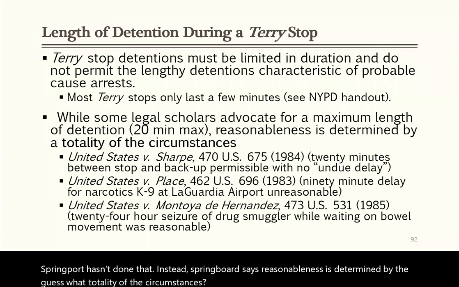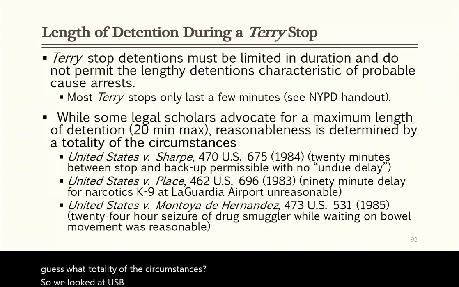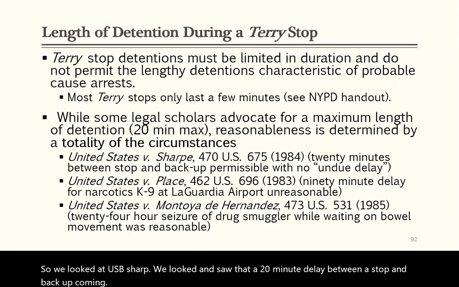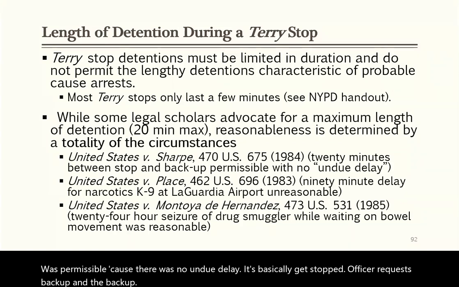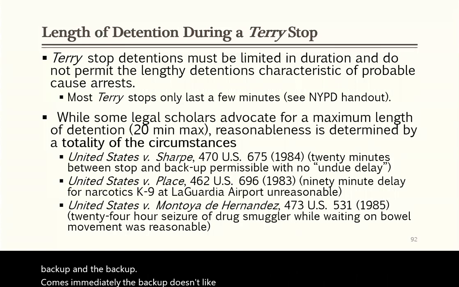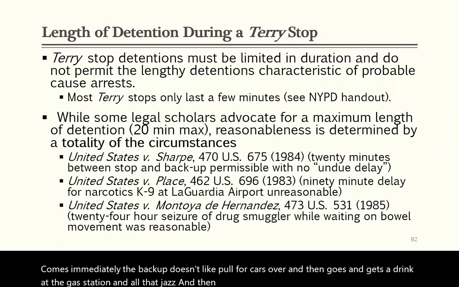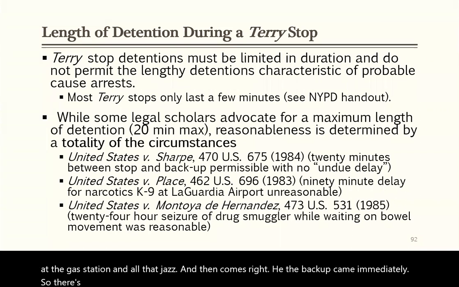So we looked at U.S. v. Sharp. We looked and saw that a 20-minute delay between a stop and backup coming was permissible because there was no undue delay. So basically, guy gets stopped, officer requests backup, and the backup comes immediately. The backup doesn't pull four cars over and then go get a drink at the gas station and all that jazz and then come, right? The backup came immediately. So they're saying, look, there's no undue delay, just because the police weren't in the same physical location, it doesn't change really anything.